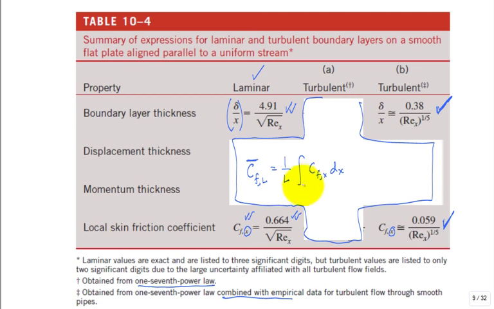Wouldn't that do it from 0 to L? And you can do that for both of these cases. The laminar case, as well as the turbulent case. And you'll get another equation. There are so many equations, students sometimes become bewildered. Which equation do I use? That's why I tried to cover up some of these equations. But you do have laminar, turbulent, local C sub F, average C sub F. Okay?